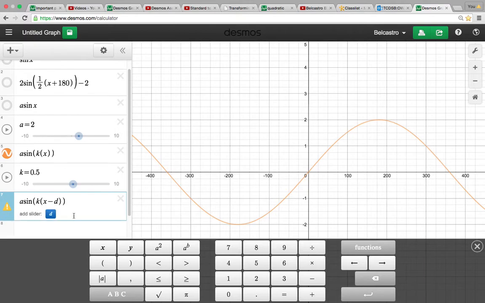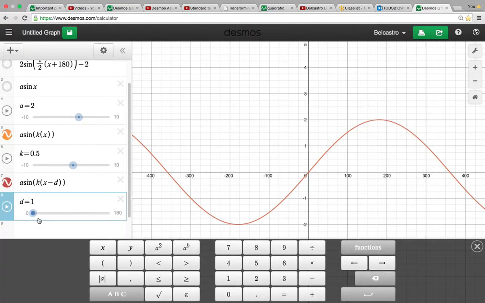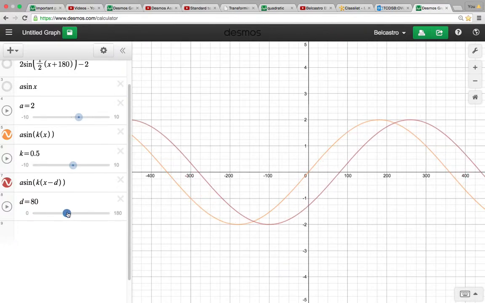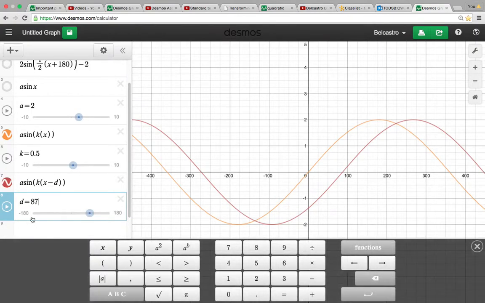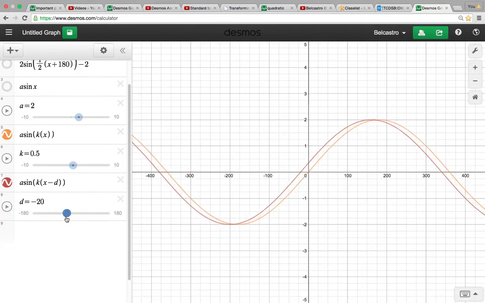So minus d, put a slider for d. Now I need my d value to actually go up to 180. Maybe start at 0, let's say. Okay, so as we shift it, okay, and actually we need it to become negative 180. And the reason it has to go to negative 180 is because when you plug negative 180 into there, a negative and negative will be a positive. So we're actually going the other way, right? So this is where we're making that shift leftwards.